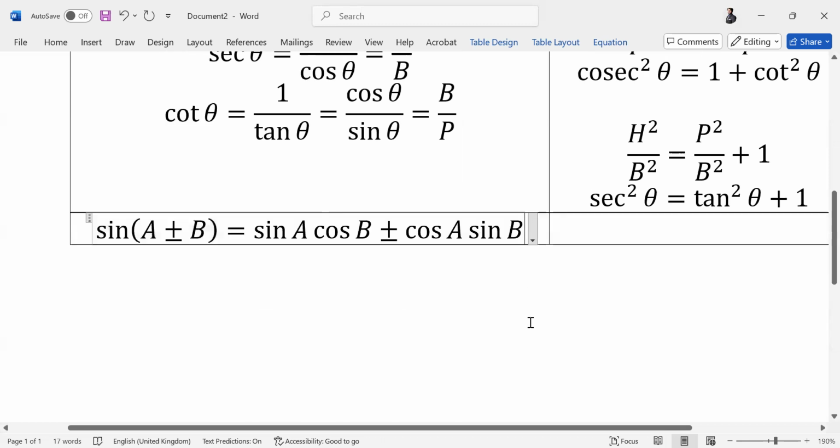Is this clear? What does that mean? That means if you have a plus over here, you will have a plus over here. If you have a minus over here, you will subtract over here. Is this clear?